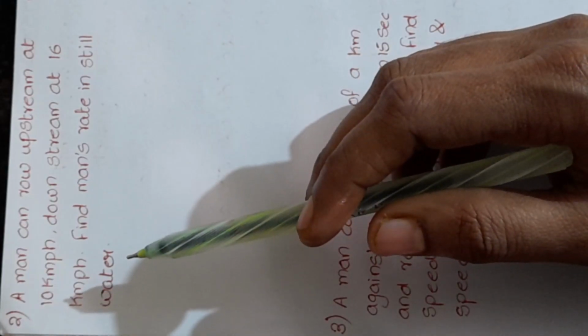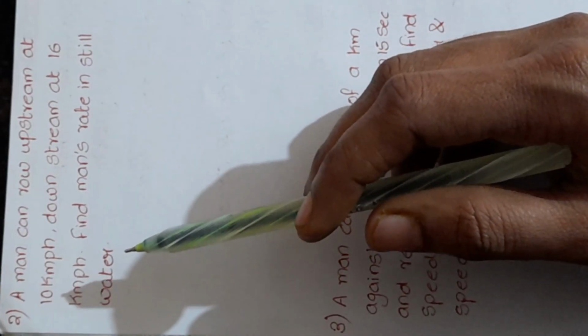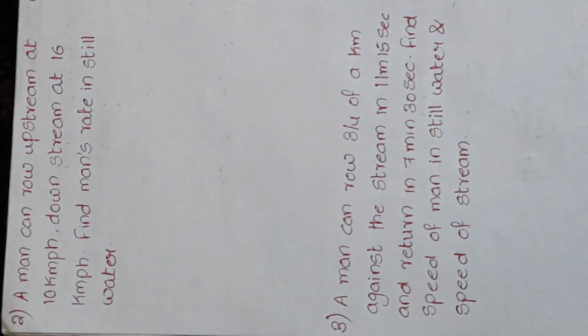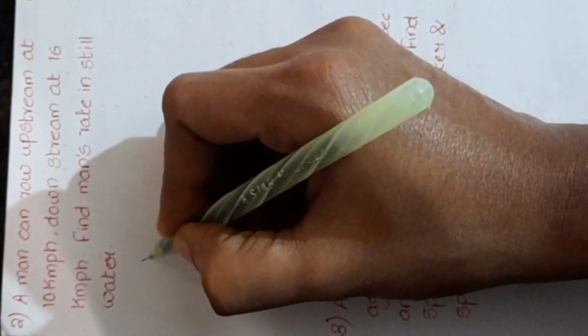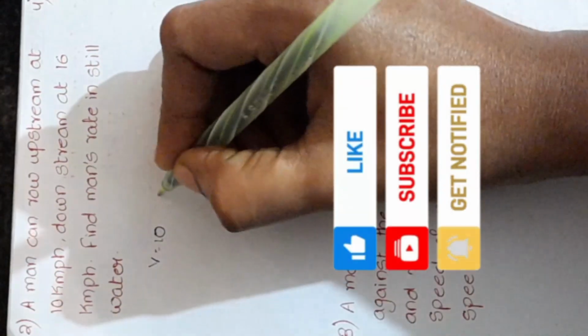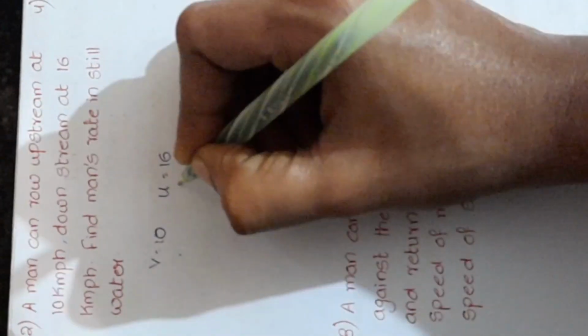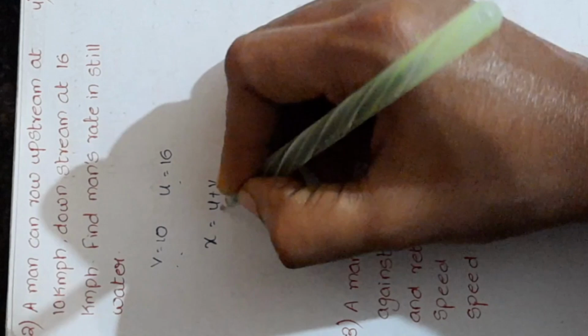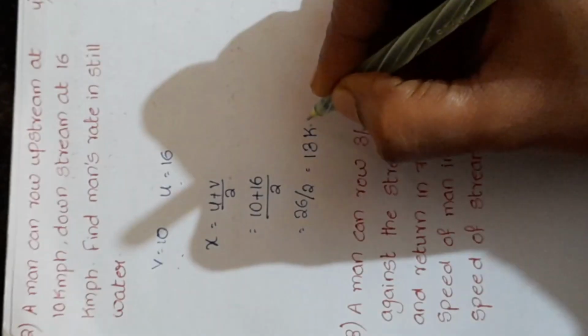The question is, a man can row upstream at 10 kilometers per hour and downstream at 16 kilometers per hour speed. Find the man's rate in still water. From the information given in the question, we know that v is equal to 10, u is equal to 16. This is the downstream and this is the upstream. From this we get x is equal to (u plus v) by 2. That is (10 plus 16) by 2, 26 by 2. That is 13 kilometers per hour.